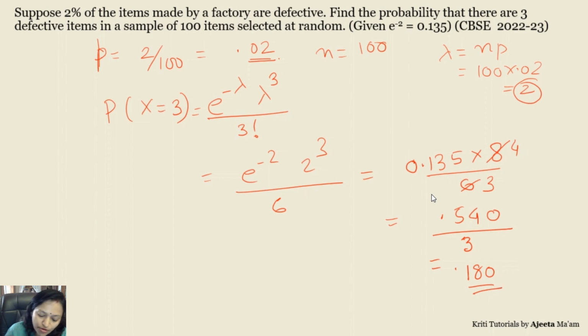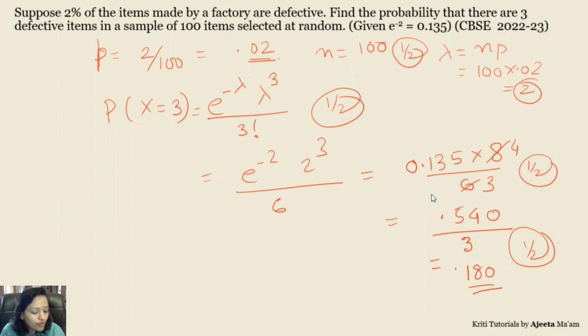0.180. So if I go with the marking, half mark will be for lambda, half mark for the formula, half mark for this, and half mark for the final answer. So it will be 0.18. That is the probability of getting 3 defective items in a sample of 100 items. So basically, if someone asks you in percentage, it will be 18%.